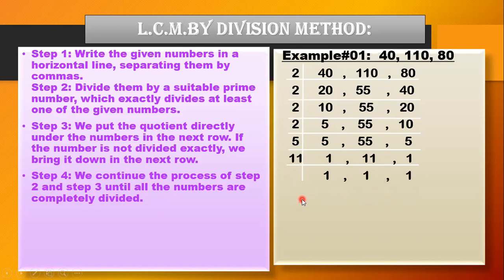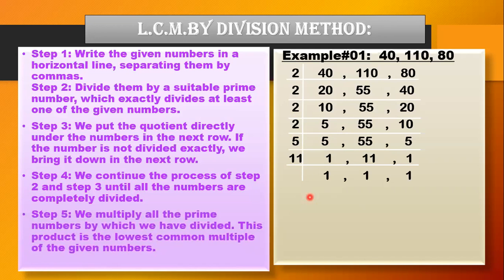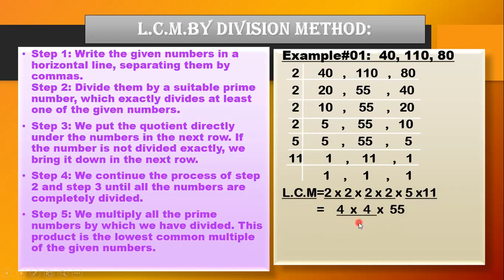So we are going to find out the LCM. What should we do here? We have to multiply all the prime factors, all the prime numbers by which we have divided. So the LCM of these numbers 40, 110 and 80 is 2 multiplied by 2, 2 multiplied by 2, multiplied by 5, multiplied by 11. Now multiply these numbers, so you will get 4 multiplied by 4 and multiplied by 55.